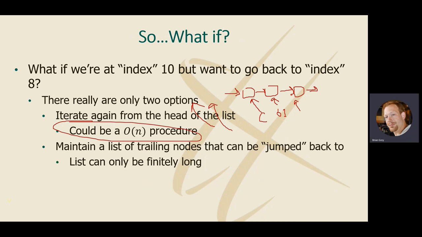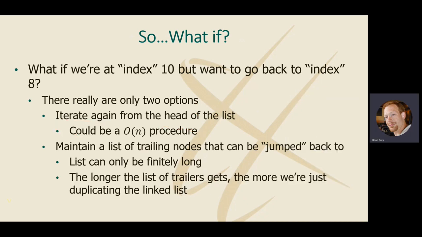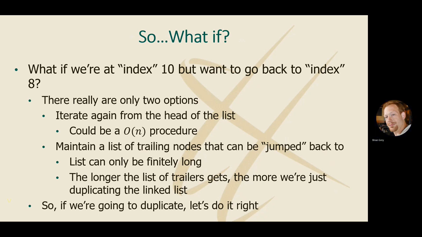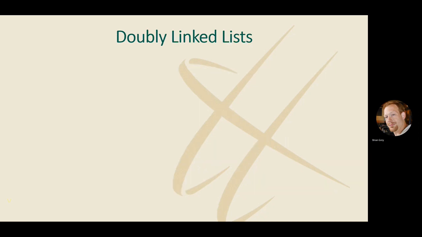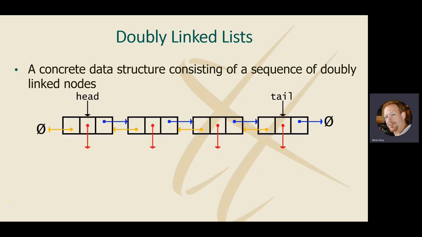But this list is only going to be so long before it becomes unwieldy. And the more trailing pointers that we hold, the more we're just duplicating the list. So if we're going to duplicate the list, let's duplicate the list. So let's create a doubly linked list, a concrete data structure where we've got doubly linked nodes like this.